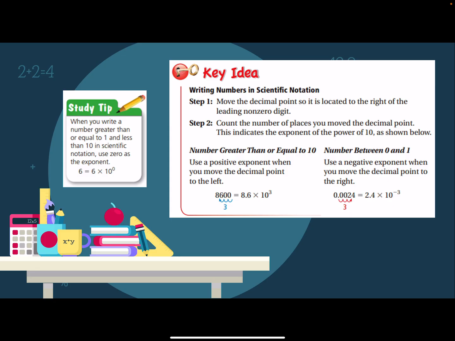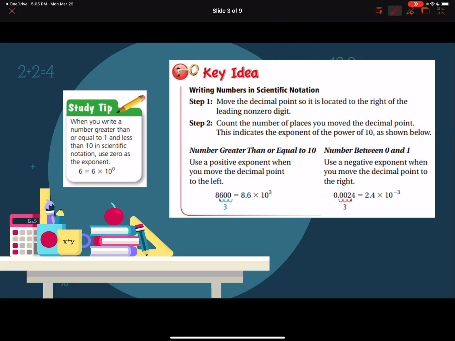Okay, a couple of things that we're going to talk about. Writing numbers in scientific notation. What's important? Well, step 1, move the decimal so that it is located to the right of the leading non-zero digit. Now, non-zero is important, so pay attention to that. Step 2, count the number of places you moved the decimal point. This indicates the exponent of the power of 10. So keep count when you're working with these.